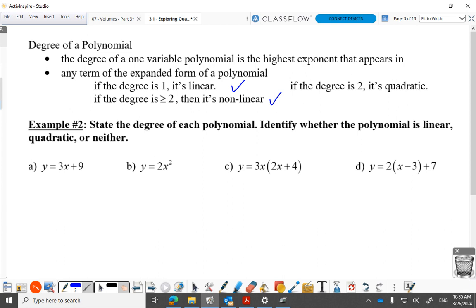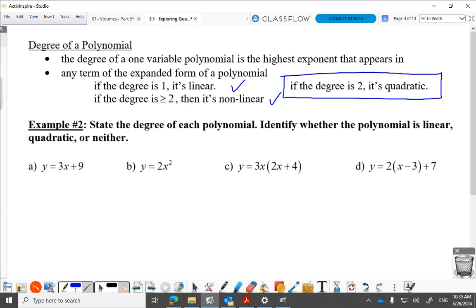Better yet, here, new information about quadratics. If the degree is 2, if the highest exponent you see is exactly 2, that's what we're going to study this chapter. Degree 2 functions. So learn a lot about quadratics right here.